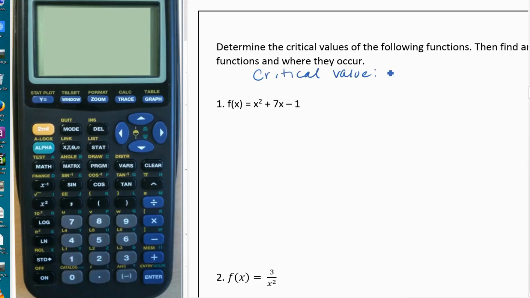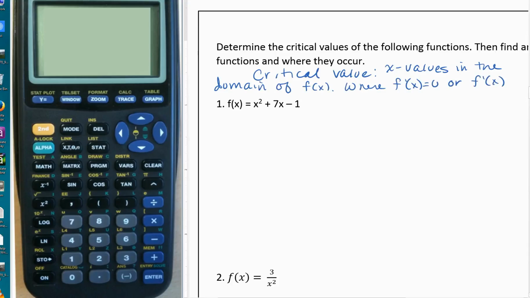are points in the domain of the function. So we'll say x values in the domain of your function f of x, where f prime of x is equal to 0 or f prime of x is undefined. Now, it's important to remember this part that the value has to be in the domain. So if you already have something that's not in the domain of f, then it can't be a critical value, even if it makes one of the other two statements true.